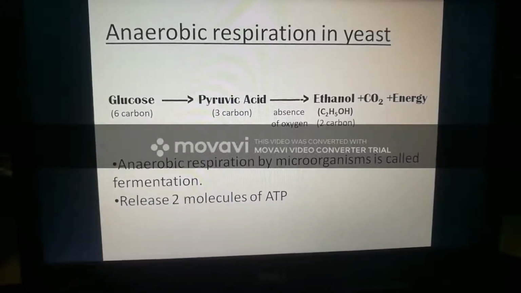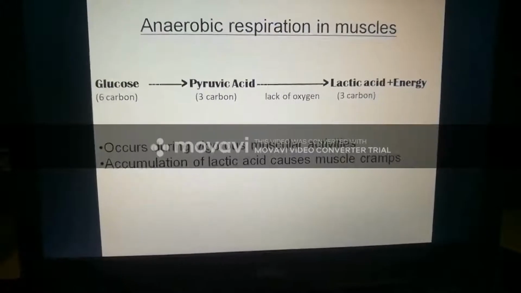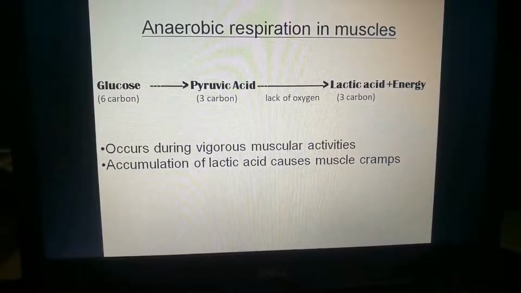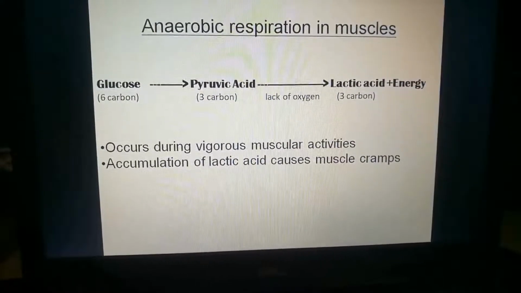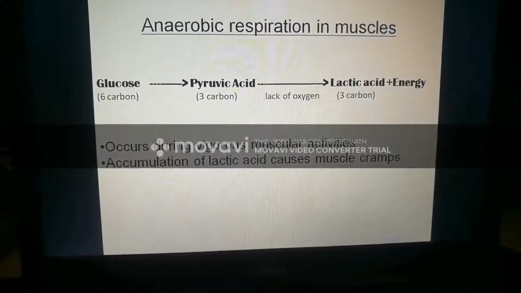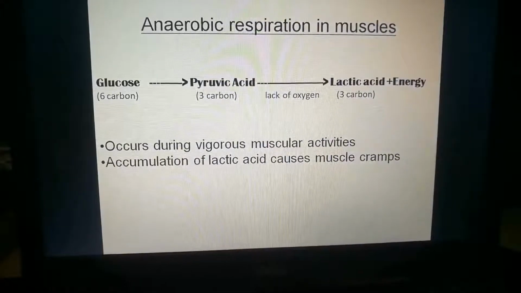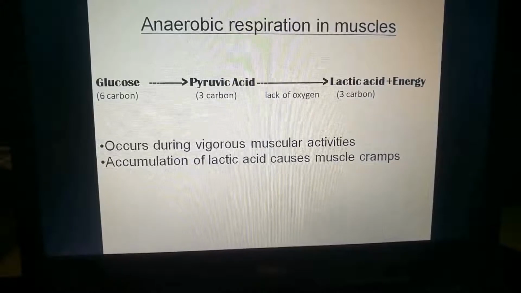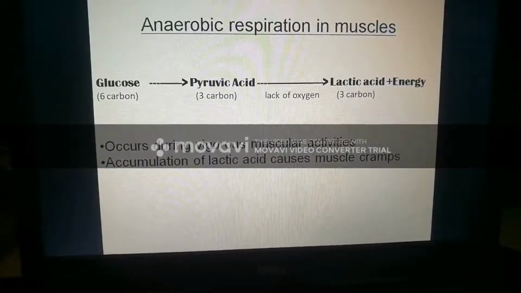Energy which is released here is used by the organism for its different metabolic processes. We will see the second type of anaerobic respiration, which happens in the muscle cells. In the muscle cells, anaerobic respiration happens during vigorous muscular activities. You might have experienced, when you have heavy exercise, like you run long distances, or you do heavy exercises with your hands, that you get muscle cramps in your legs or in your hands. This is due to the anaerobic respiration in your muscles.